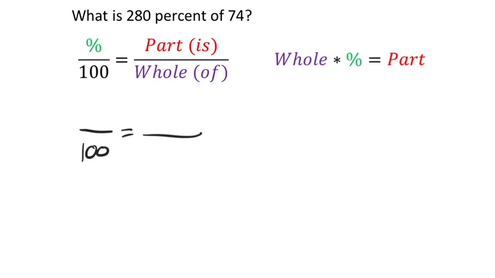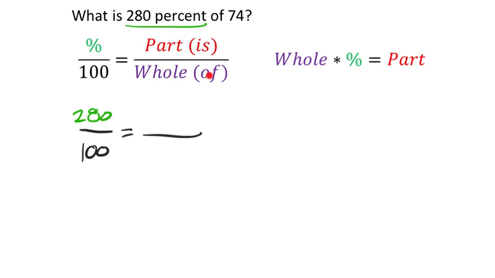Let's read it. I have it set up. Now let's read it. What is 280% of 74? Here it gave me a percent, 280%, okay? Well, I see that the percent goes above 100. Now again, I don't have to move the decimal here. I just plug it in, 280, boom, that's it. Okay, it is 280% of 74.